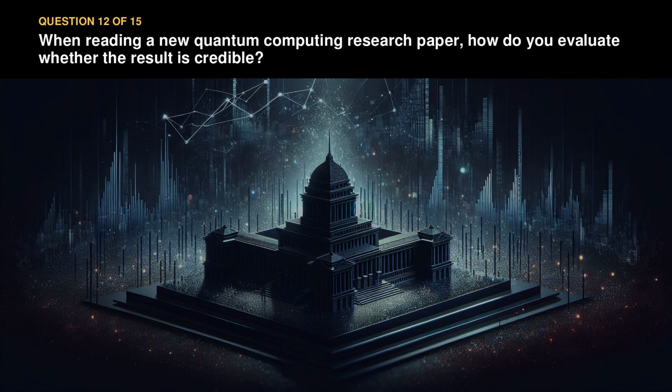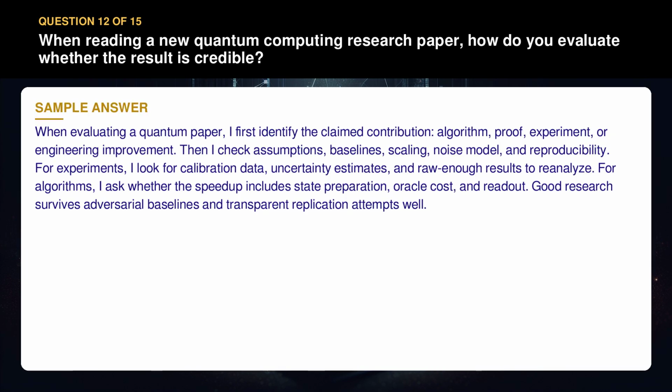Question 12. When reading a new quantum computing research paper, how do you evaluate whether the result is credible? When evaluating a quantum paper, I first identify the claimed contribution: algorithm proof, experiment, or engineering improvement. Then I check assumptions, baselines, scaling, noise model, and reproducibility. For experiments, I look for calibration data, uncertainty estimates, and raw enough results to reanalyze. For algorithms, I ask whether the speedup includes state preparation, oracle cost, and readout. Good research survives adversarial baselines and transparent replication attempts well.